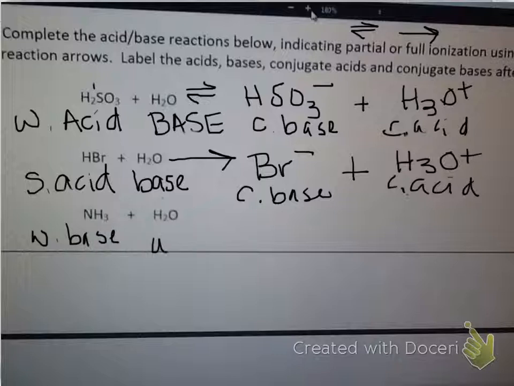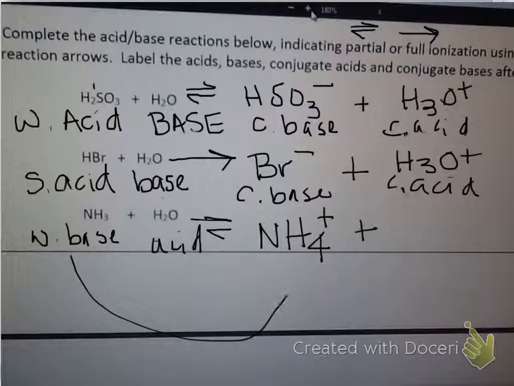Water then is going to act as our acid. So it's a weak base, it's on the weak electrolyte list. So when it reacts, it partially reacts. What do bases do? Bases are proton acceptors. So NH3 will become NH4+.